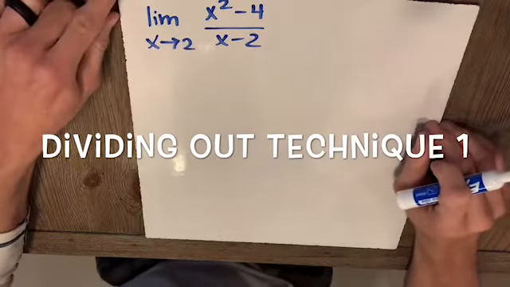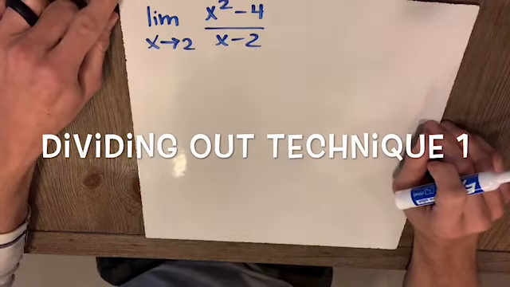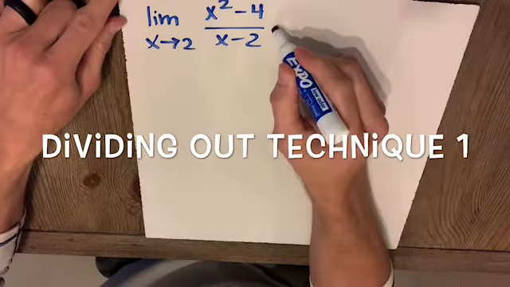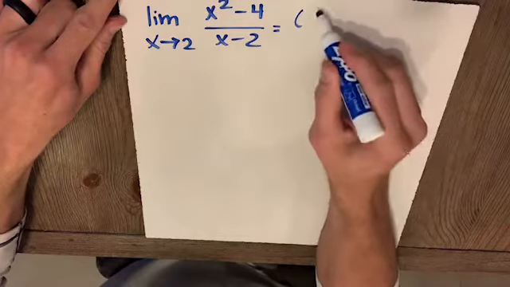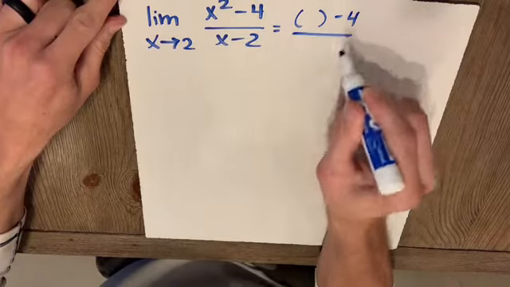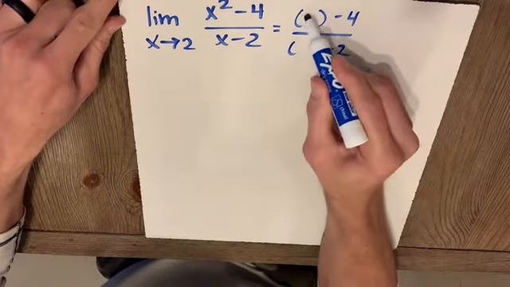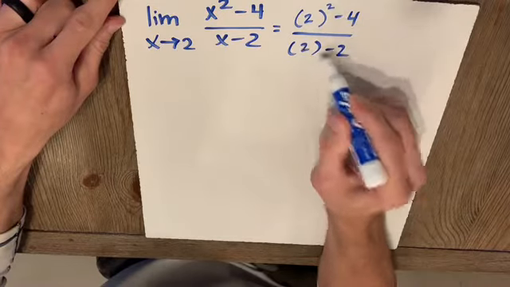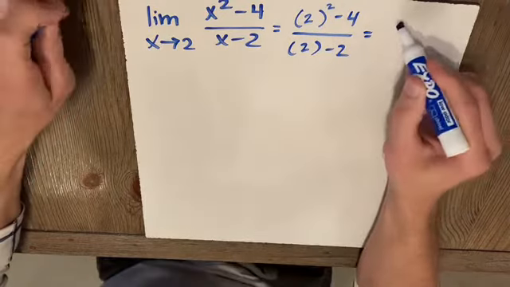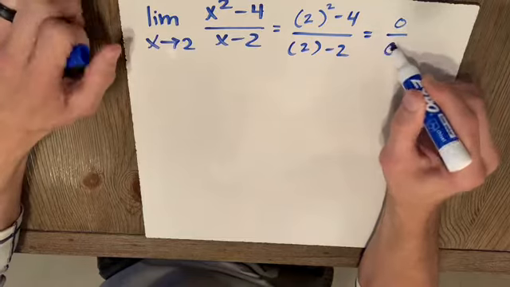Here we have the limit as x approaches 2 of x squared minus 4 over x minus 2. So of course I'm going to find my limit using direct substitution. That's always my plan A. So I have 2 squared minus 4 over 2 minus 2, which gives me 4 minus 4, which is 0, over 2 minus 2, which is 0.